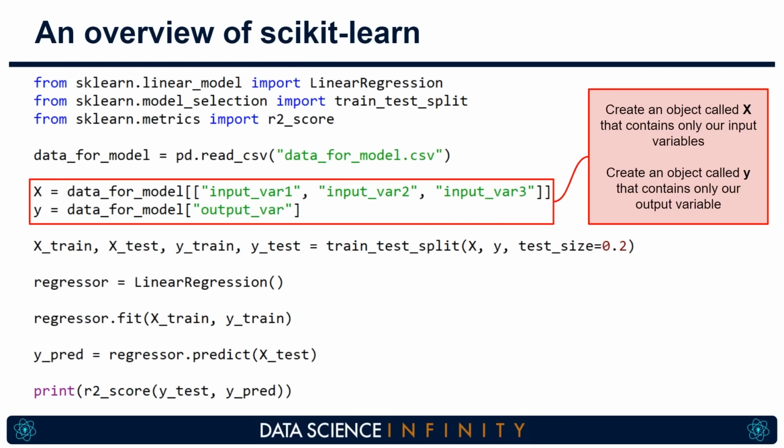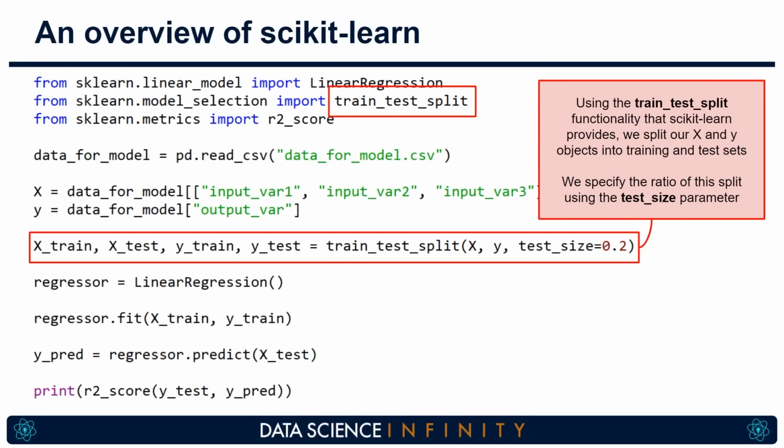Next, as our example is showcasing a supervised learning problem, we would have both inputs and a known output. In scikit-learn, we need to split our data into two separate objects. The common way to do this is to create an object called uppercase X, which holds our input variables, and then an object called lowercase y, which contains our output variable, or what is sometimes called our target variable or dependent variable. Whatever you refer to it as, this is the variable that we are looking to predict.